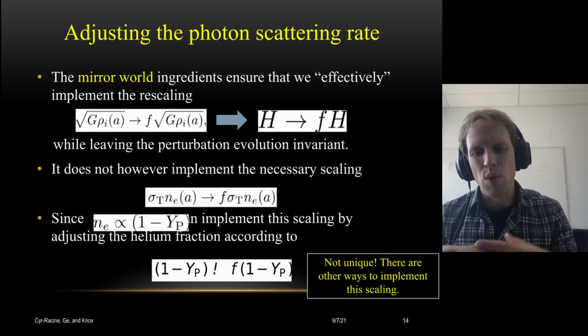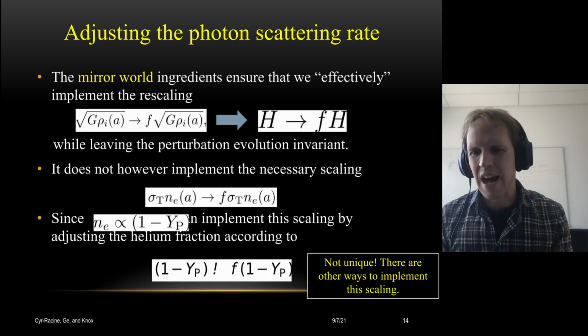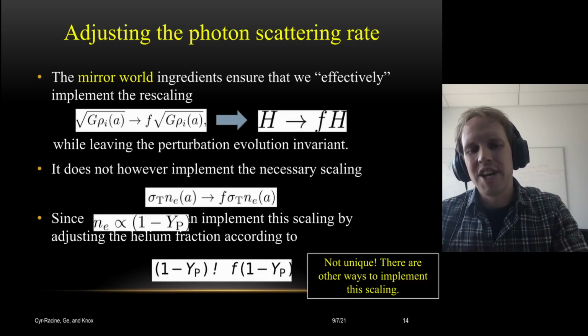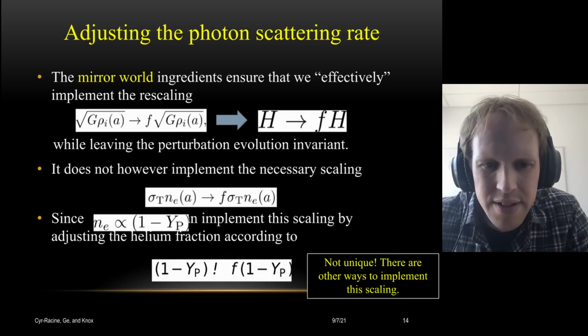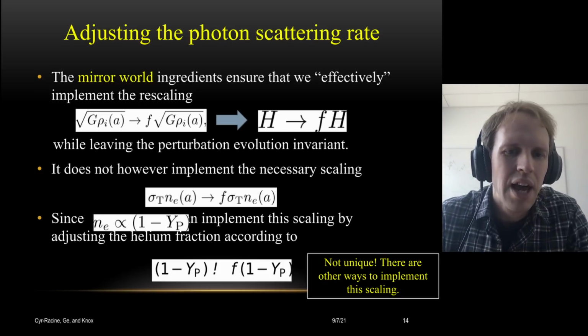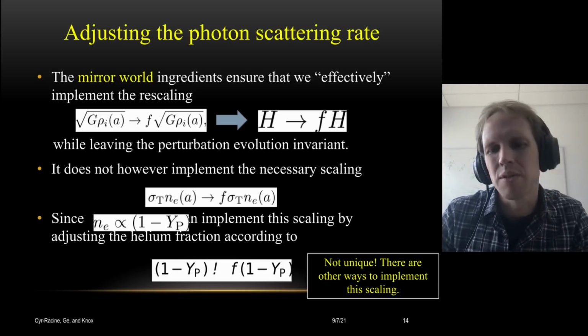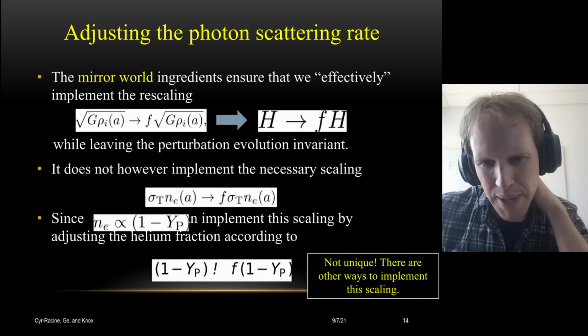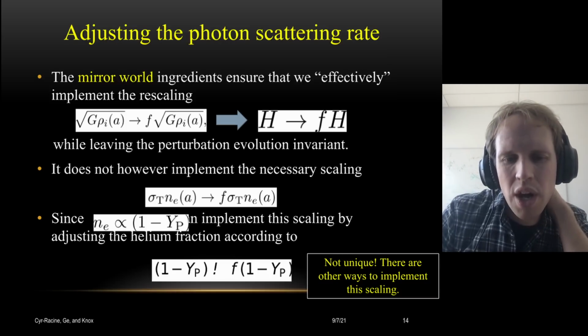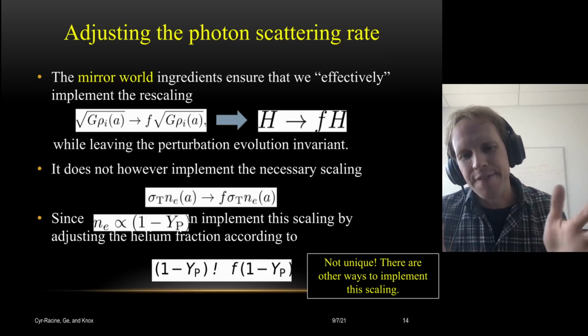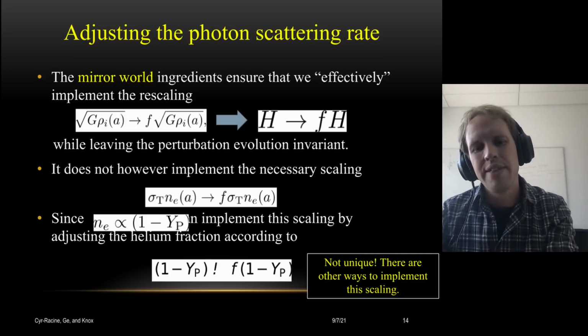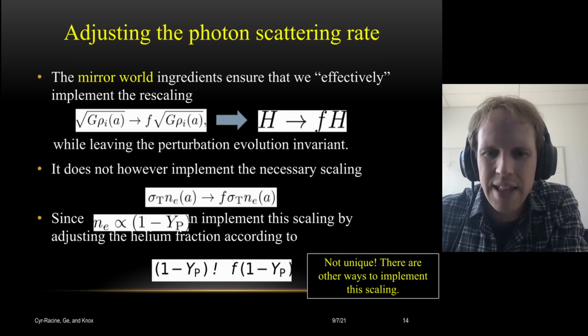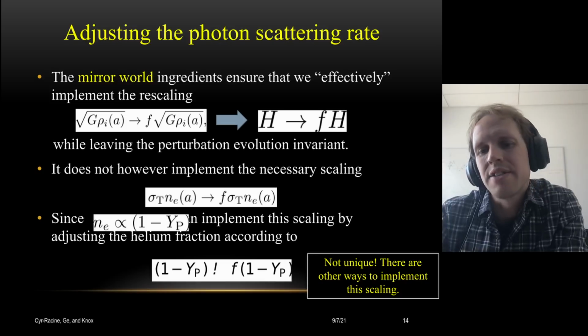And so we found one way of doing this, which is very common in cosmology, and that is changing the primordial helium abundance, denoted by Yp, because basically the free electron fraction goes as 1 minus Yp. If you were to just send 1 minus Yp to f times 1 minus Yp, then it will effectively implement the rescaling that I need on this photon scattering rate.